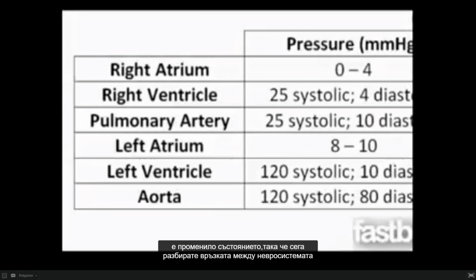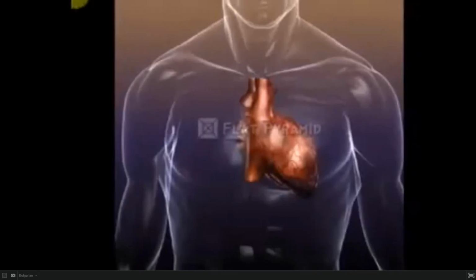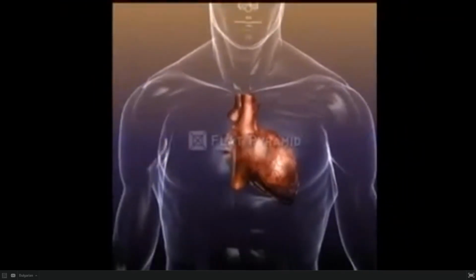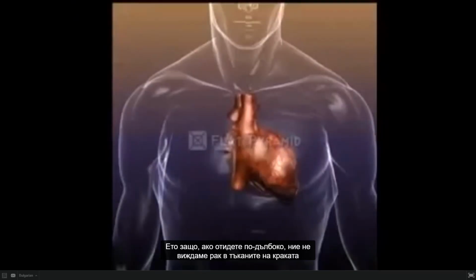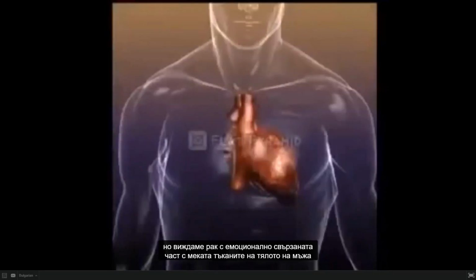So now you understand the connection between the neural system and the pressure and the volume of the blood which goes through the body of man. That's why, if you go deeper, we don't see cancer in the leg tissues. We don't see cancer usually in the muscle tissues of the arms and legs, very rare. But we see cancer with the emotionally connected part, with the soft tissues of the body of man.